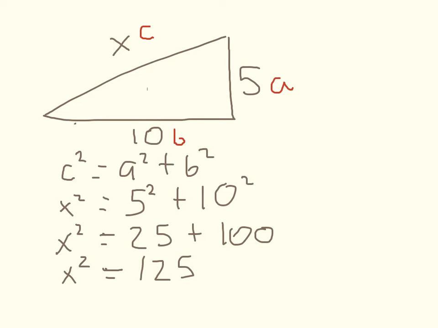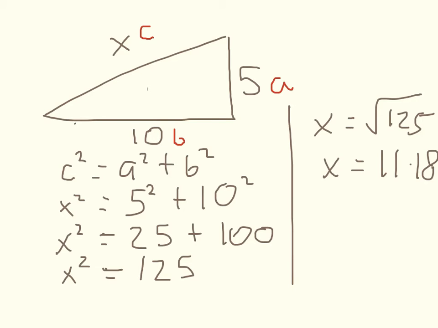And now we have to maneuver this about. So I'll put this over here. So if x squared is equal to 125, well then, how do we find what x is? We switch it around. X is equal to square root of 125. Now you'll probably find if you put that into your calculator, so that's my answer there now, x is equal to 11.18.